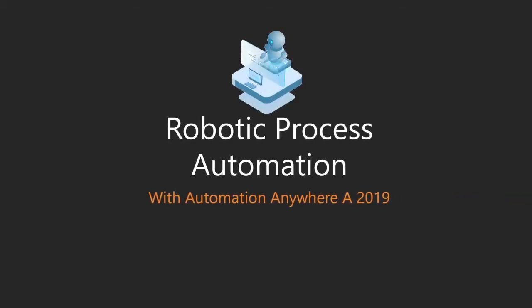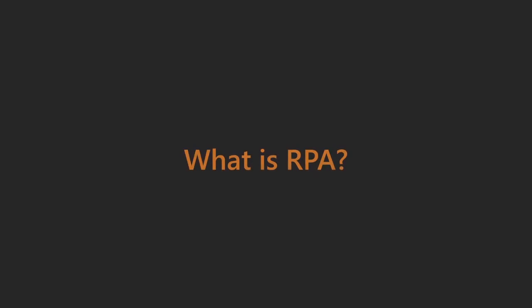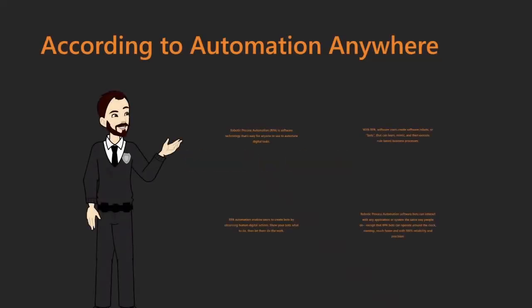Hello, everyone. Let's go ahead and have a look at what is Robotic Process Automation with Automation Anywhere A2019. So, the first question that hits us is, what is RPA? Well, RPA, as we all know, stands for Robotic Process Automation. However, there are multiple definitions, but we will go with Automation Anywhere's, where we have broken down the entire definition of RPA into four parts.